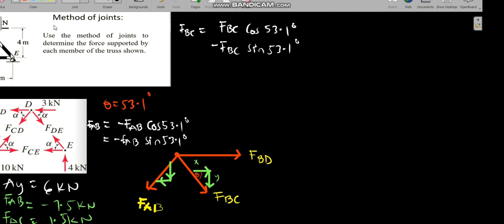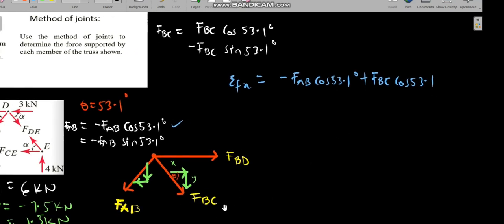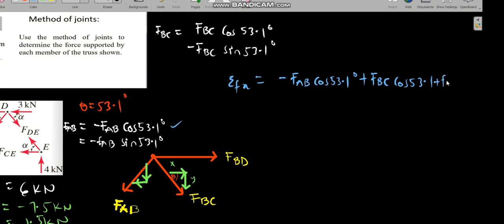So for the sum of the forces in the x direction, FAB has an x component, which is minus FAB cosine of 53.1 degrees. FBC also has an x component, plus FBC cosine of 53.1, plus FBD. This should be equal to 0.